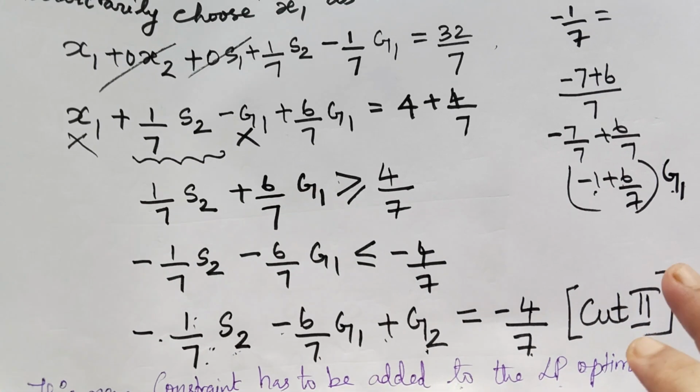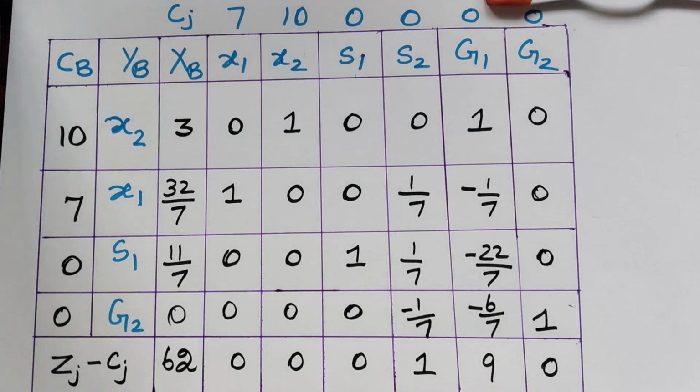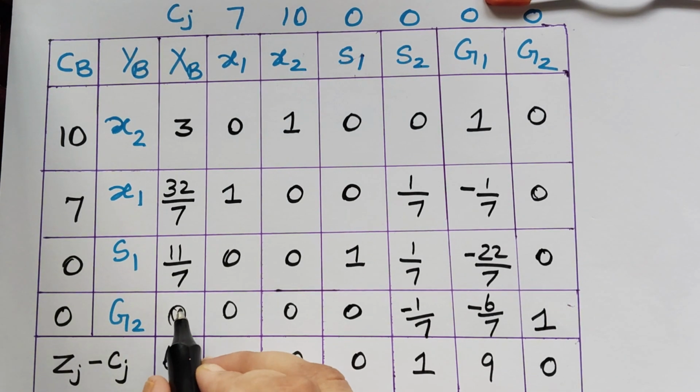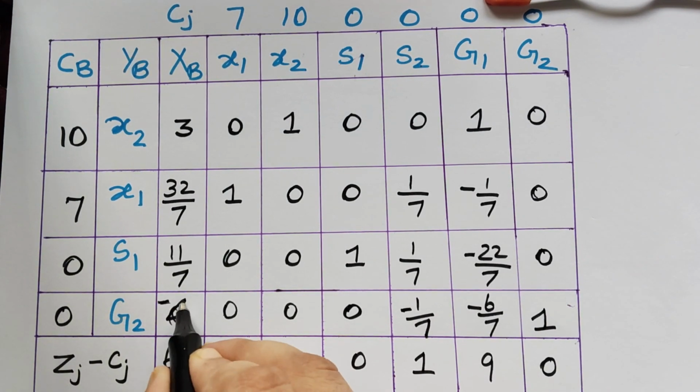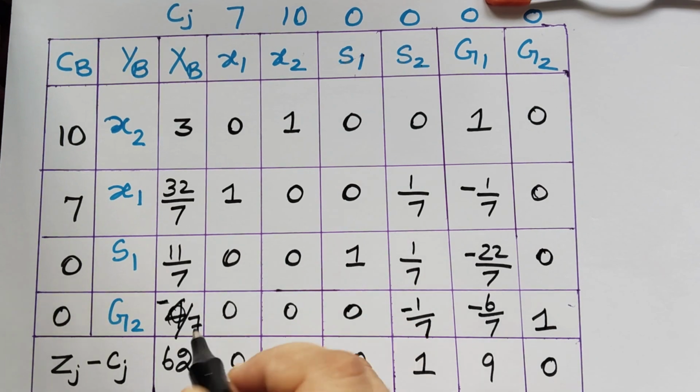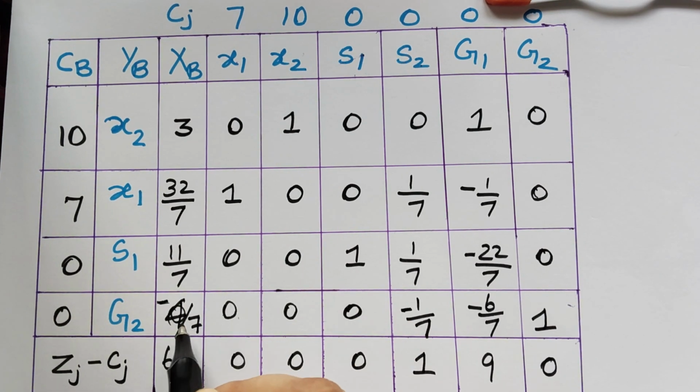This we have to write in the solution space. So here we have to write minus 4 divided by 7. By mistake I wrote 0 first, this 0 I filled here. So minus 4 by 7. Okay, so now we have filled all this table.